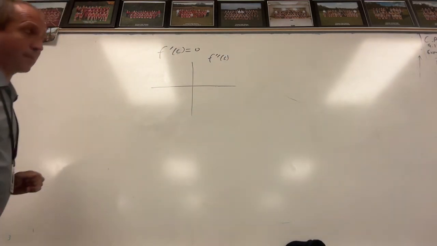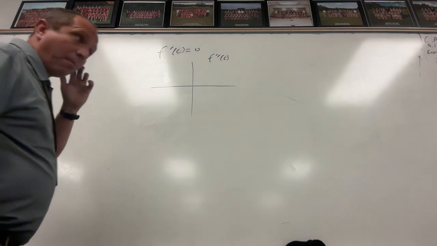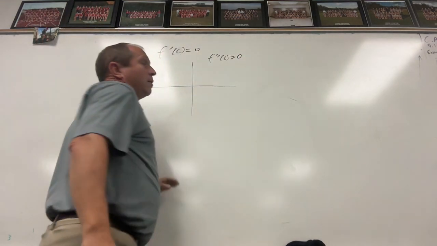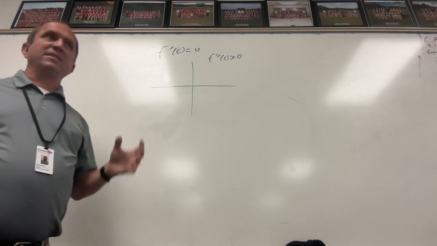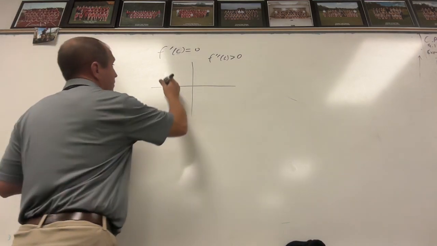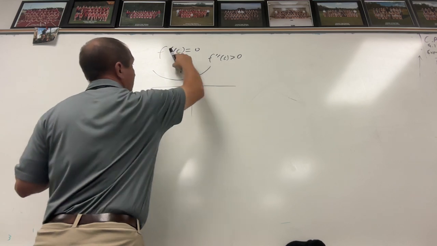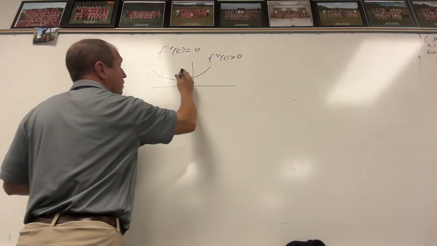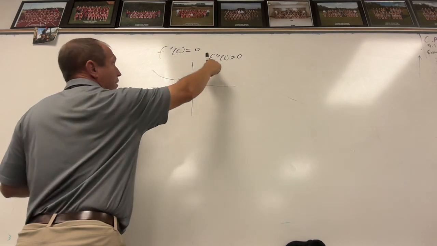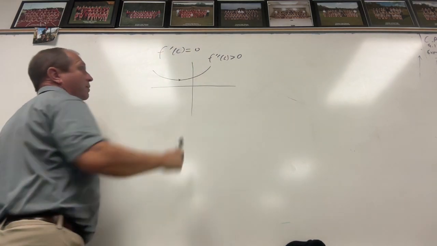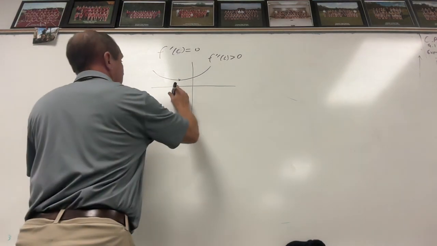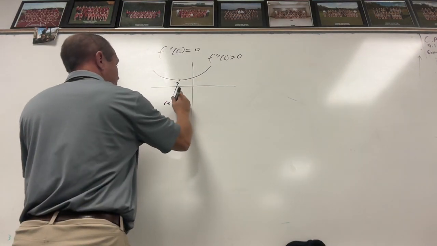Now, if f double prime of c is in an interval that is concave up, remember f prime of c is 0, so it would be right there, concave up. If I'm concave up where my derivative is 0, then what I have is a relative minimum.